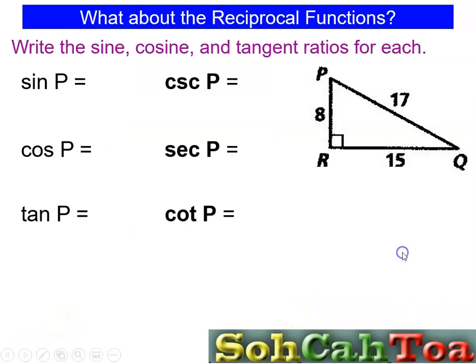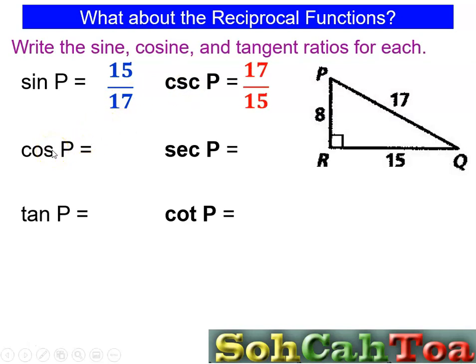All right, now let's find our reciprocal functions. So what about cosecant, secant, and cotangent? Well, just as easy. Cosecant, you know, is the reciprocal of sine, and we already found sine of P to be 15 over 17. So what you do to get cosecant is you do the reciprocal. You flip it, and you'll get 17 over 15.